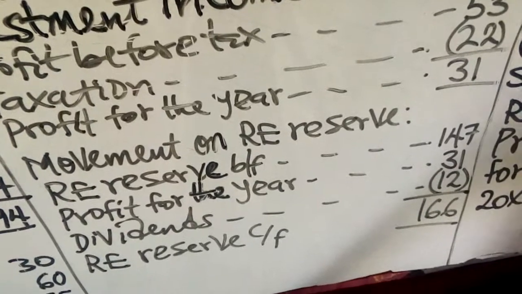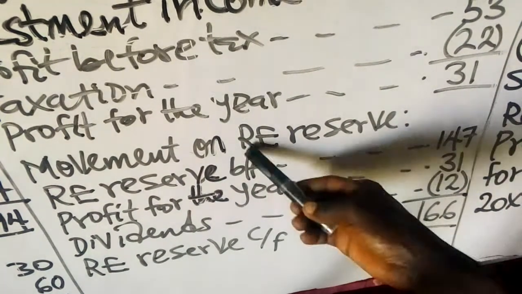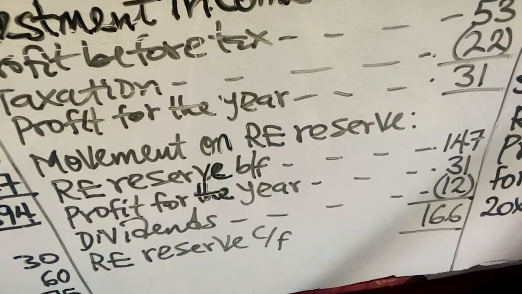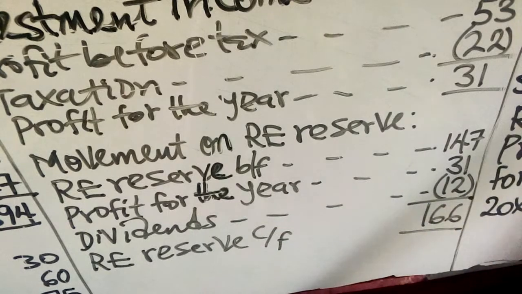Then we have movement in retained earnings reserve, that is retained earnings. Retained earnings reserve brought forward, we have 147. Then we have profit for the year of 31 and dividends of 12. Then retained earnings carried forward, we have 166.